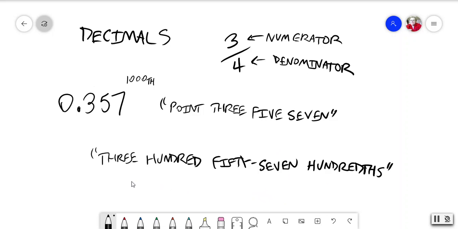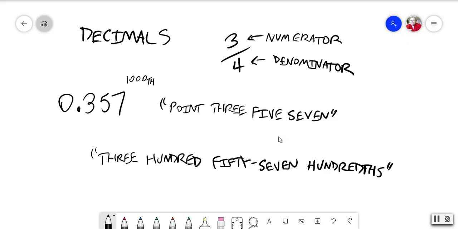And why am I saying that it's probably better to read it that way? Because this tells you what it is. You cut something up into 1,000 pieces and you have 357 of them. 357 thousandths tells you what you've got. 0.357 doesn't really tell you anything.